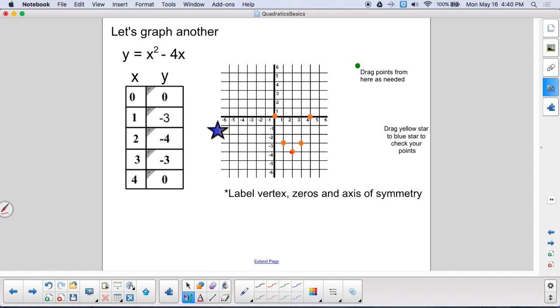The vertex is this point down here, (2, -4). The axis of symmetry is x equals 2. And then if I were to identify the zeros, actually, let's label them on our graph. This point here, (4, 0). This point here, (0, 0). Just put them right on our graph too.